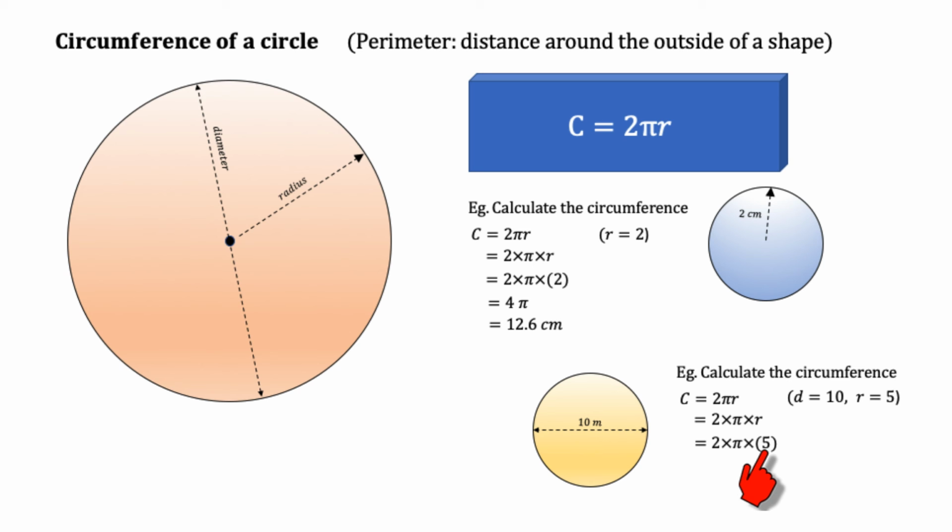Once again, I can do 2 times 5 is 10. I could leave it as 10 pi, or I could put that in my calculator and get a value of 31.4 meters for the circumference, or in other words, the distance around the outside of that circle.